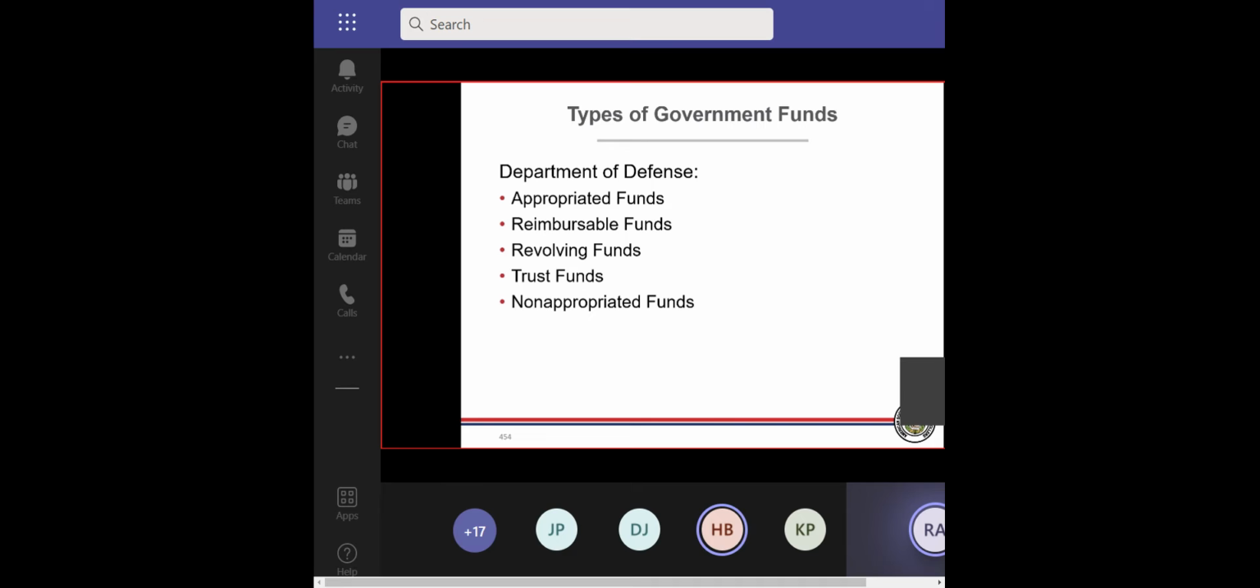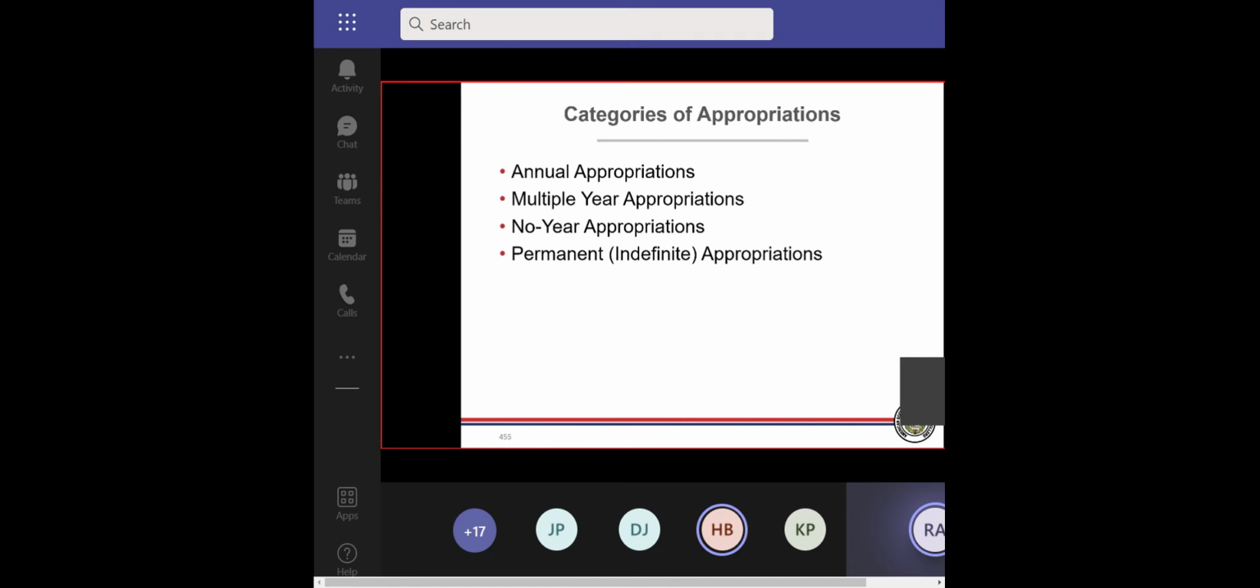And then the last one there was non-appropriated funds. And basically, we've pretty well talked about that before when we talked about the three categories, MWR type operations. Now, they talk here about categories of appropriations. We've already covered this, beat this to death with you: annual, multiple, no year.